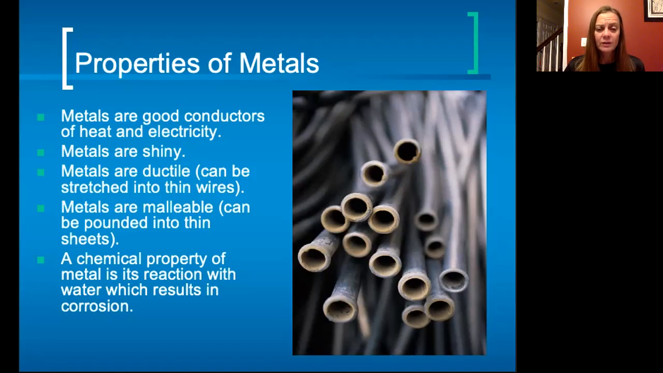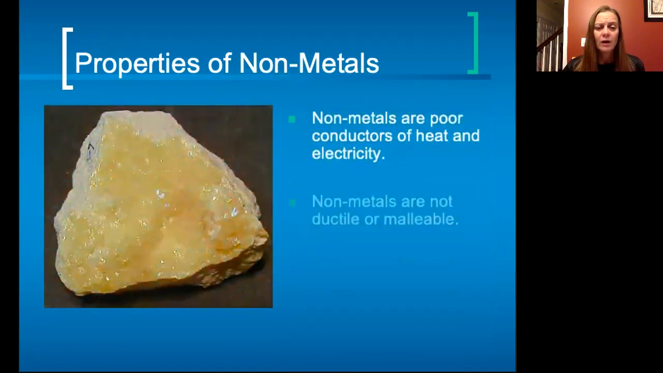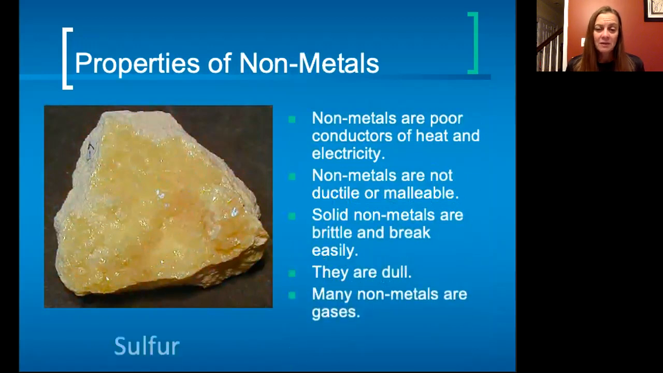So that's our metals. Let's skip to the other side, the right side of the stair step, and let's talk about non-metals. So generally speaking, everything that we said about a metal is not true of a non-metal. They're poor conductors of heat and electricity. They're not ductile. They're not malleable. They're brittle. They break easily. They tend to be dull. Many of them are gaseous.